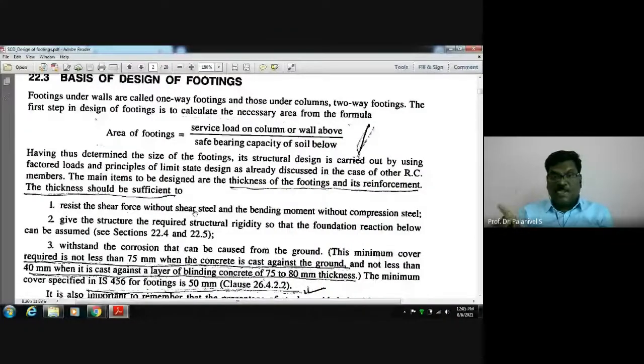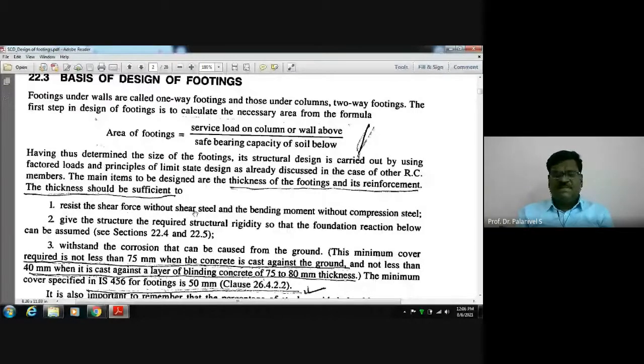Without any compression reinforcement, the footing is subject to bending action. Otherwise I would provide less thickness and some compression steel. Without compression reinforcement, only steel will be in the tension zone of the footing, and the compression must be fully resisted by the area of concrete available. You have to decide the thickness in such a manner.